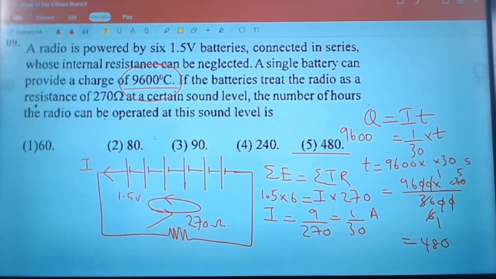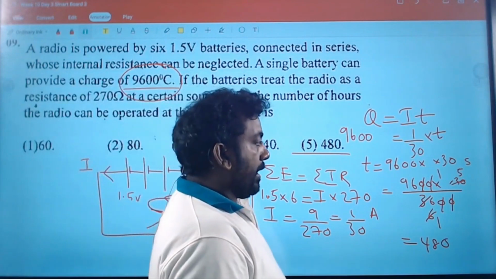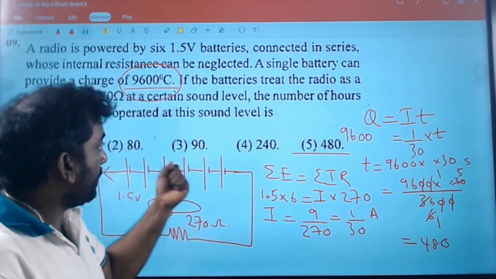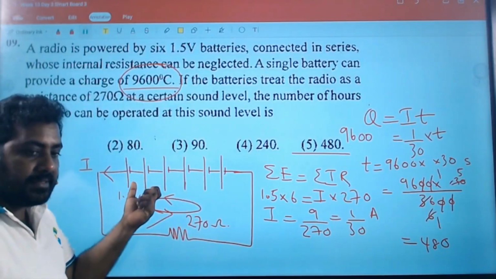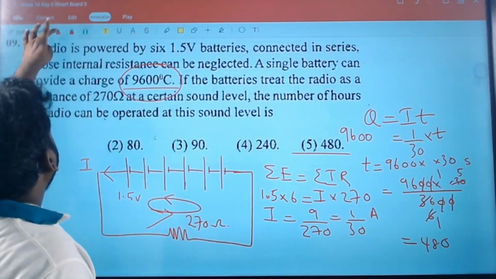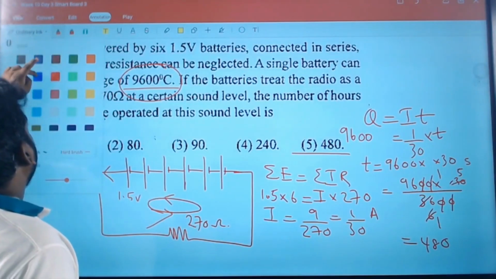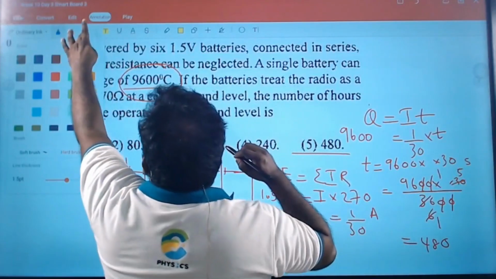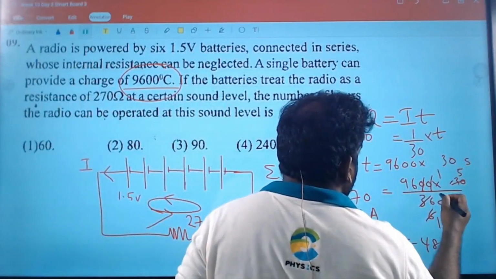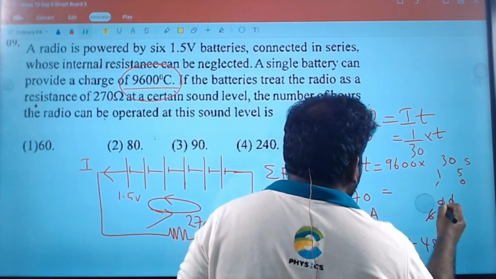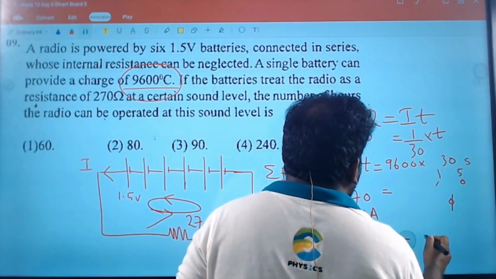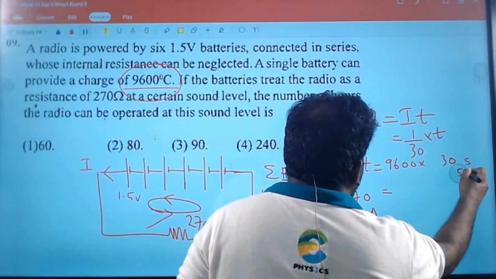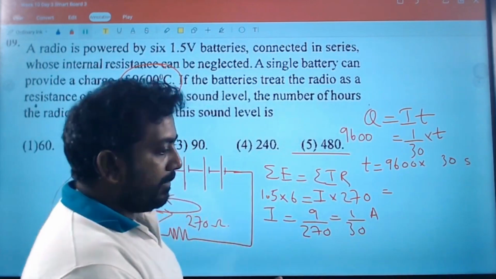So don't multiply this by 6. That's a cardinal error people make. The reason is all are connected in series. The same charge should pass through. Okay? So remember that mistake. Don't make that mistake. You might make that mistake. Don't make it. So here, multiplying by 30 gives this 480. Don't get it. It's wrong. The reason is what?